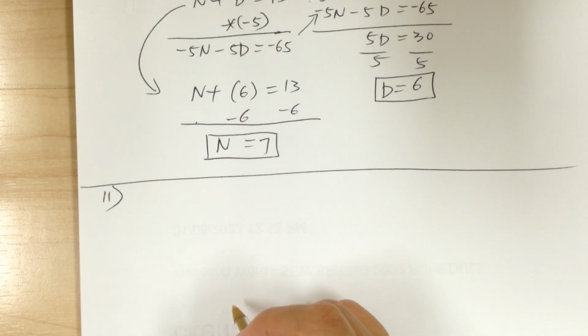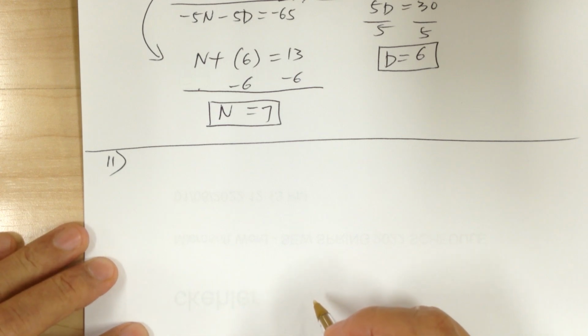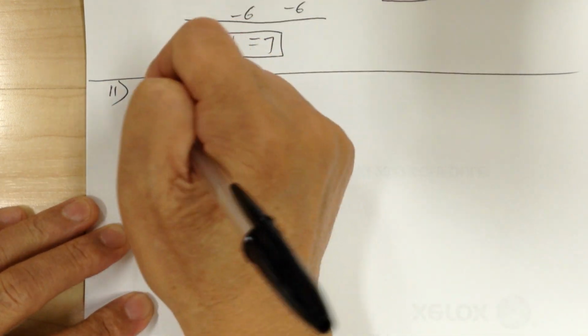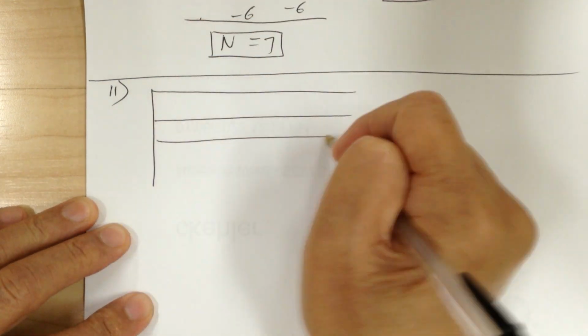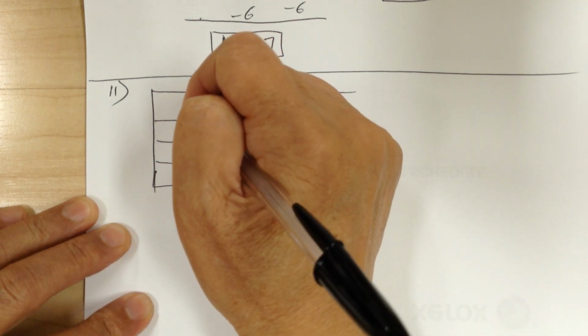Okay, number 11. Again, read through it. This is a coin problem, and the coins you have are nickels and quarters. Just like the previous problem, let's make the table. The table helps you to visualize your information.